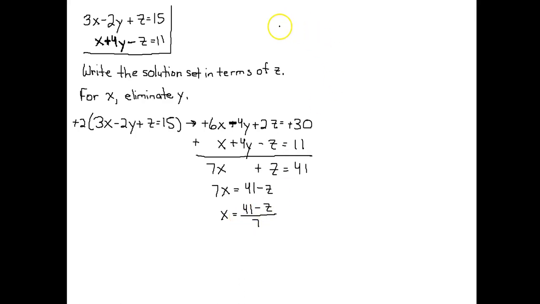All right, so our ordered triple so far, we have (41 minus z) over 7. We can just leave it all over 7 like that. You can just write it as one big fraction. That's fine. We haven't found y yet, and then z is just going to be z. Okay. So now, whatever z is, you plug it in here, and you'll get your x to go with that z.